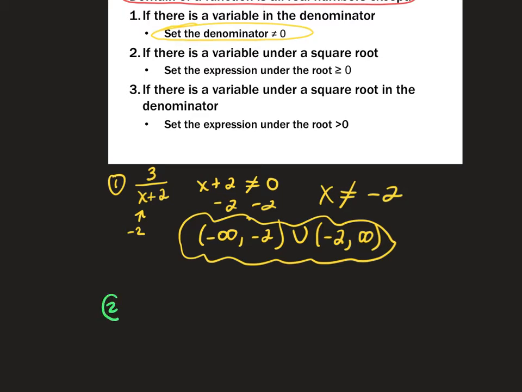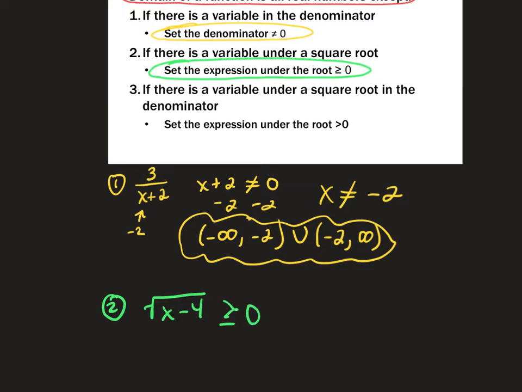Number 2 says if there is a variable underneath the square root. So say I have the square root of x minus 4. If I said to you, what's the domain? The first thing you would say is, is there a variable in a denominator? No, there's not. So the second thing you would say is, is there a variable underneath the square root? Yes. So what does the rule say to do? Greater than or equal to 0.